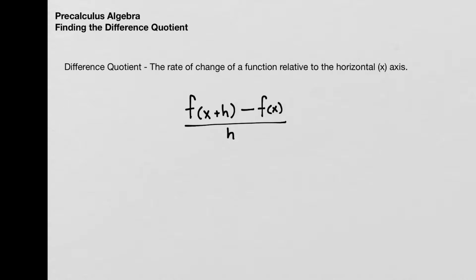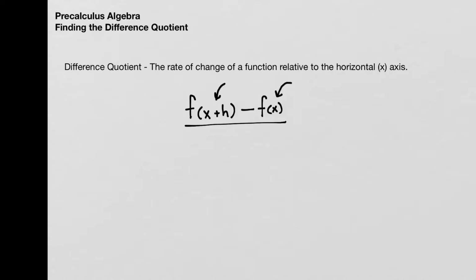And the formula for doing this is f of x plus h minus f of x, and that's all over h. And the reason for this particular formula, I'm going to take out the denominator for a second, is because this is really the slope formula. So we have the y value at a certain value, x plus h, and then the y value at just x without the h. And we're subtracting those. So it's the difference between two y values, which is the numerator of the slope formula.